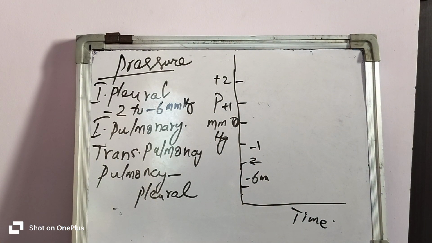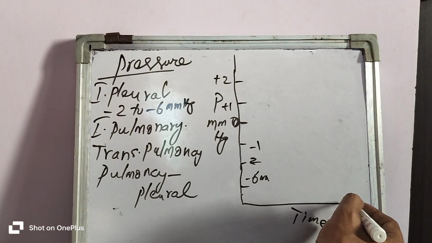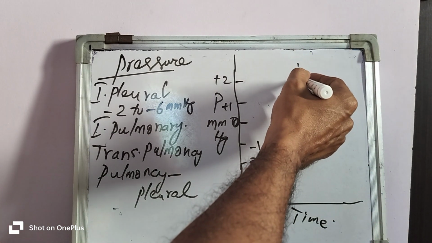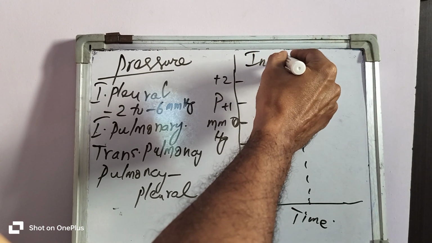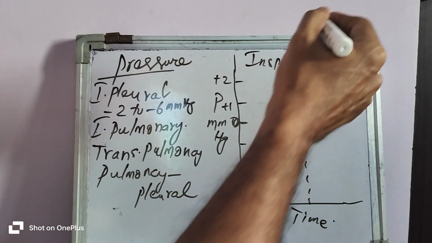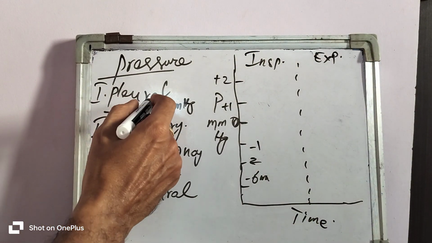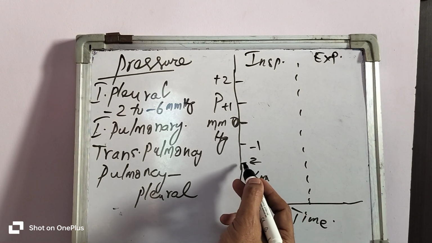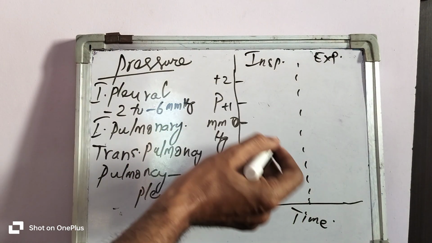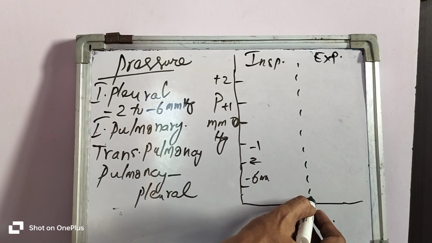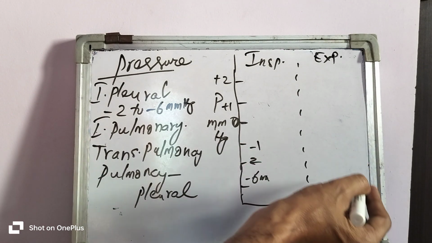Now we'll start with the intrapleural pressure. And the time you divide into inspiration and expiration. This is inspiration and this is expiration. So what happens to the intrapleural pressure? This is the beginning of inspiration and this is the end of inspiration, or beginning of expiration, and this is the end of expiration.